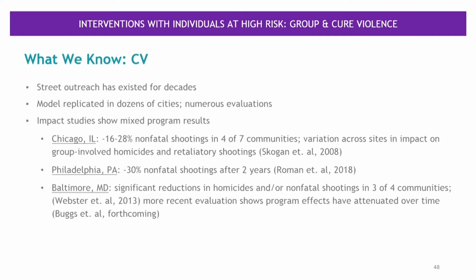For instance, in Chicago, the program was associated with reductions in non-fatal shootings in some, but not all, of the communities where it was implemented, and program effects on group-involved homicides and retaliatory shootings varied across sites. In Philadelphia, the program was associated with a 30% reduction in non-fatal shootings 2 years after it was implemented, while in Baltimore, the program was associated with reductions in homicides or non-fatal shootings, but not both, in 3 of the 4 communities where it was implemented, and more recent evaluations show that its effects have attenuated over time.